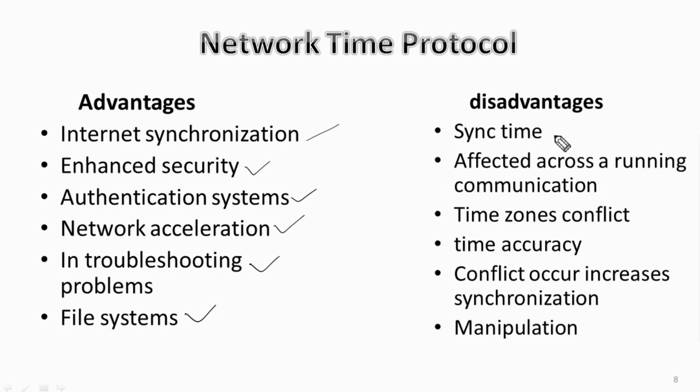The disadvantages of NTP are, when the servers are down, the sync time is affected across the running communication. Servers are prone to error due to various time zones and conflicts may occur also. It has a minimal reduction of time accuracy, and when NTP packets are increased, synchronization is conflicted. Manipulation can be done in synchronization also.